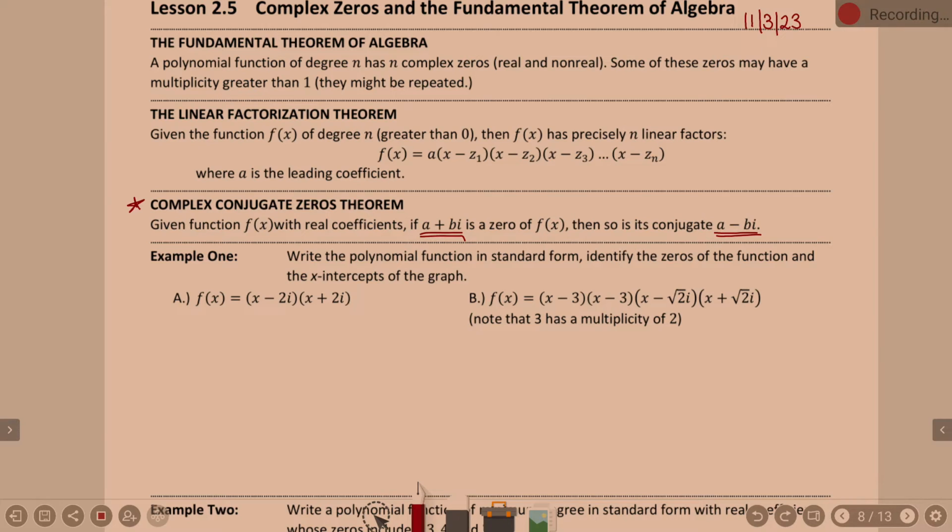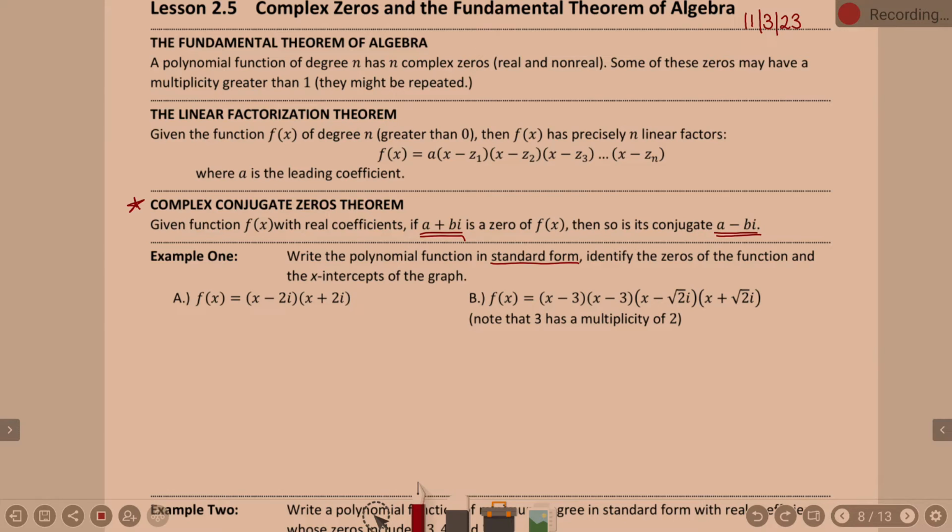Okay, example 1. Write the polynomial function in standard form. Identify the zeros of the function and the x-intercepts. So standard form: how do I write f of x equals x minus 2i times x plus 2i in standard form? You have to distribute, FOIL. We need to multiply it out. Standard form is terms added and subtracted together going from highest power to lowest power, right?